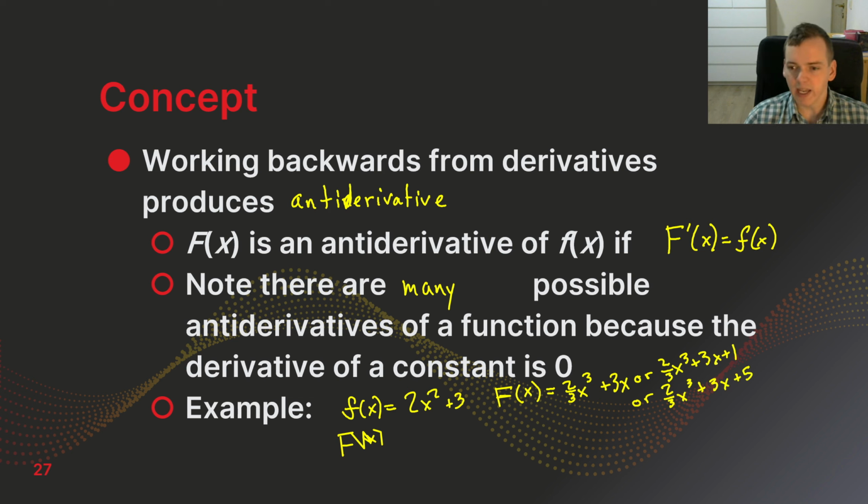I can pick literally any c at the end there because when I take the derivative, the 2/3 x cubed is always going to give me 2x squared. The 3x is always going to be 3, but that constant will go away. So all of those are antiderivatives of little f of x. There's not just one.